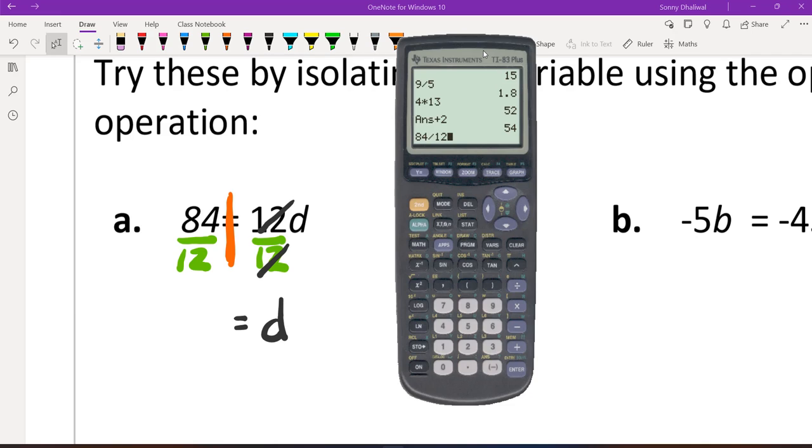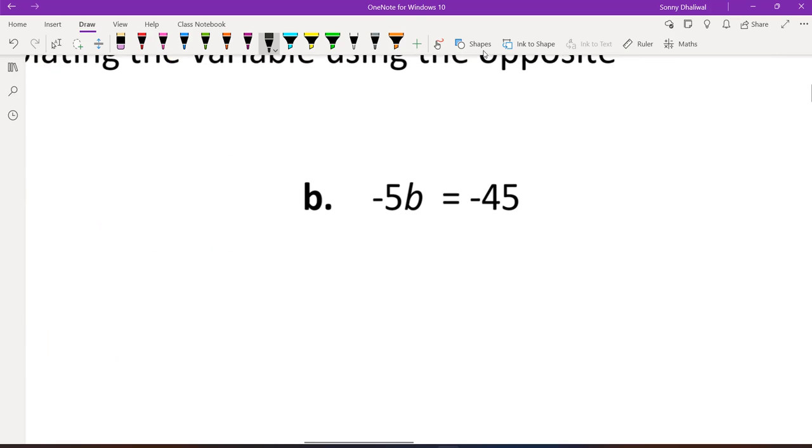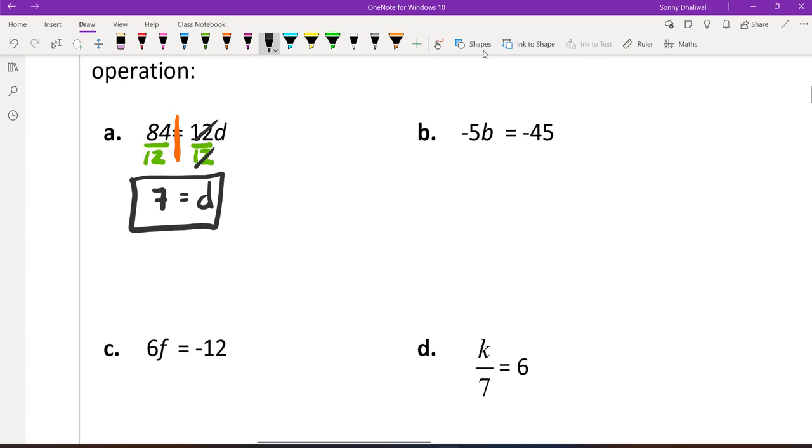So you are welcome to use a calculator. 84 divided by 12, 7. So your answer is D is equal to 7. Okay? I think you guys are getting this.